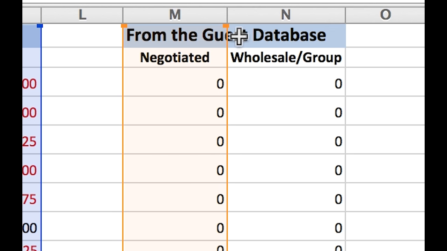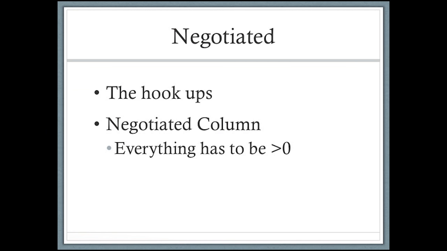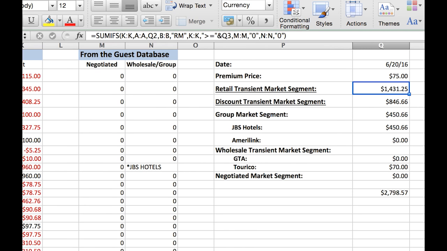Before, we created restrictions that this column has to be 0, but because we want to capture all the transactions in this market segment, we need to create a restriction where the number in this column has to be greater than 0. A number greater than 0 means the transaction is part of the negotiated market segment. Alright, and that covers all the market segments.